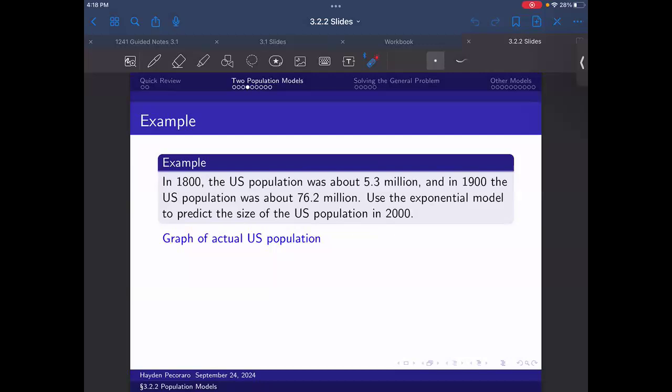Wait, I have a quick question. So, that's the 5.3. That's the initial. Would that be 5.3? It depends on how you choose to write that, but yeah, because that would be the initial. So it's 76.2.